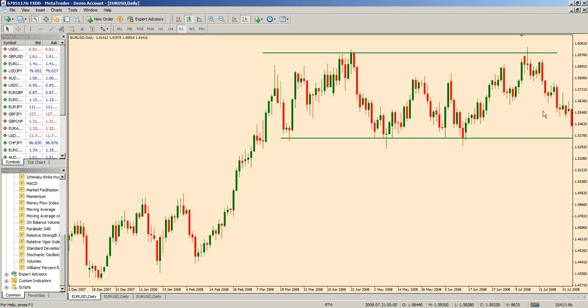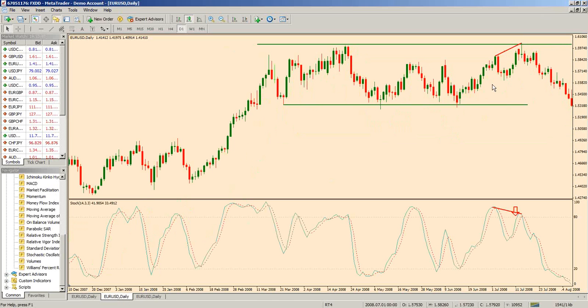Now you take a look here. You've got the backdrop, a sideways channel. We've got very good support here, and good resistance at the all-time high up here. Once you see that, if you take a look here, this is regular divergence. Higher high in price, lower high in the oscillator.